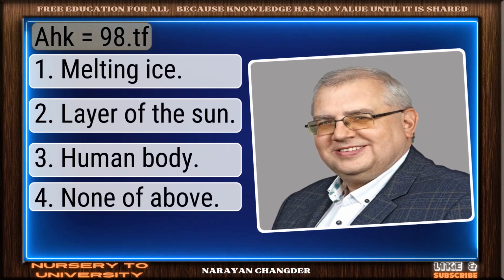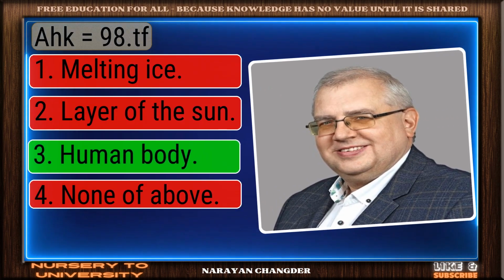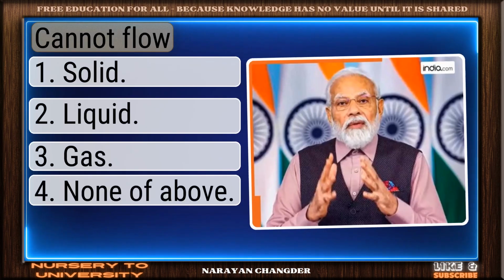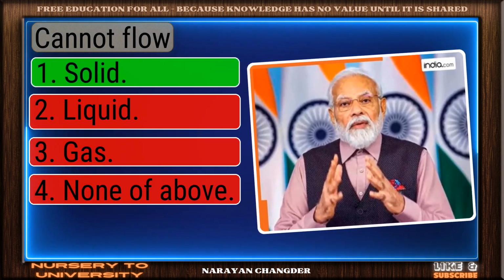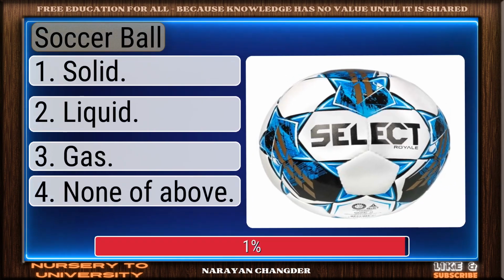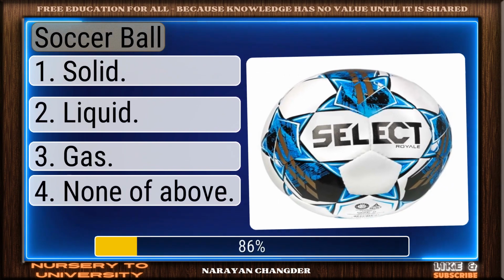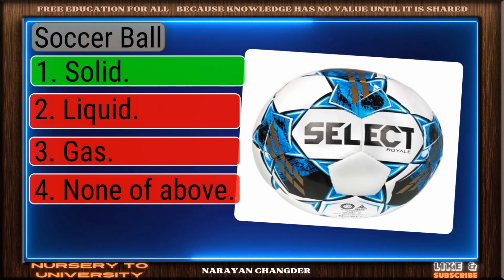Arc equal to 98. Well done. Human body is the right choice. Cannot flow? Smart move. Solid is an accurate answer. Soccer ball. You got it. Your choice, solid, is right.